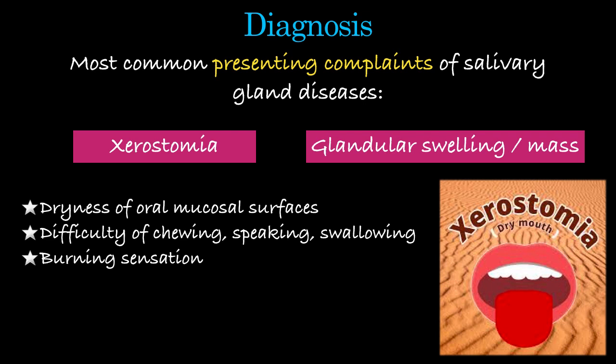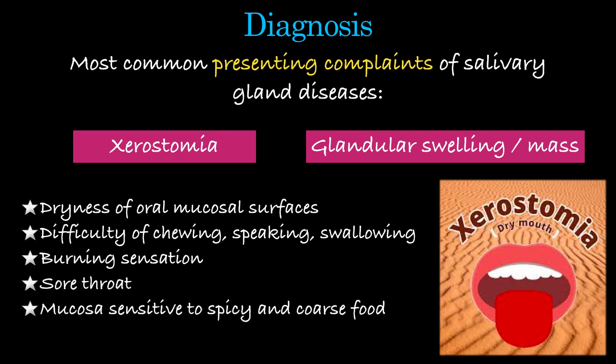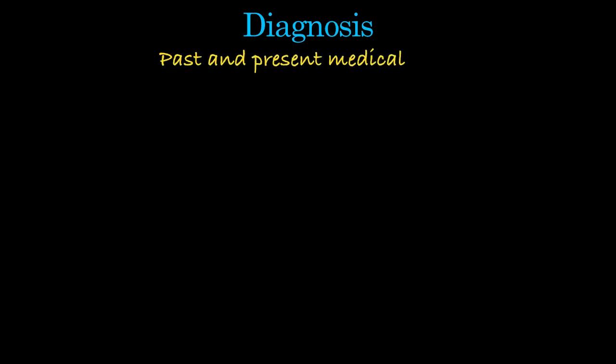He will have atrophy in the mucosal surfaces, and this will eventually cause burning sensation. Sometimes the patient would feel soreness in his throat. And of course, this mucosa will be very sensitive to anything that is spicy or salty or coarse food. These are the two main complaints, the xerostomia and the glandular enlargement or glandular mass. These are the complaints of patients with salivary gland disease.